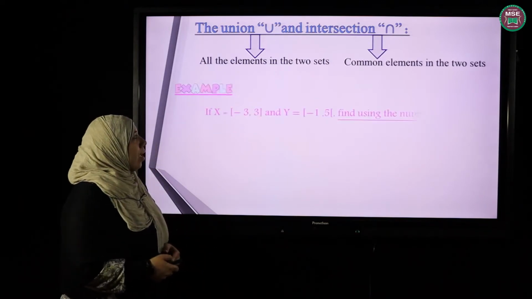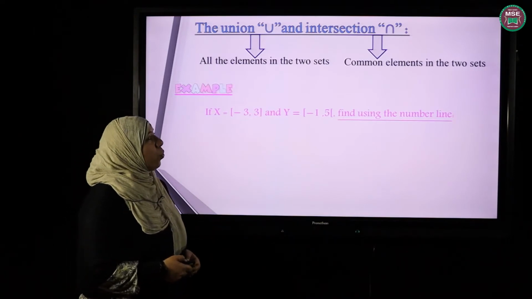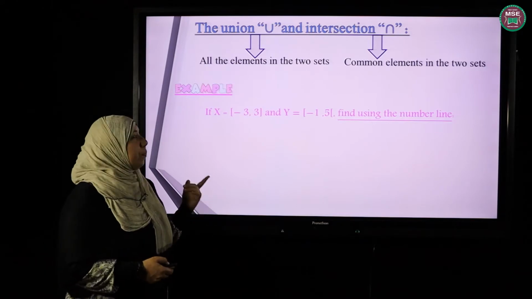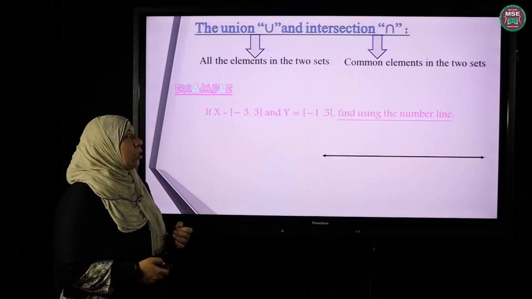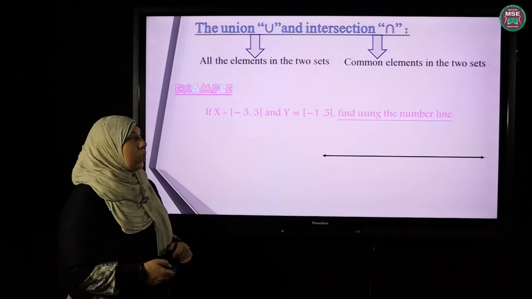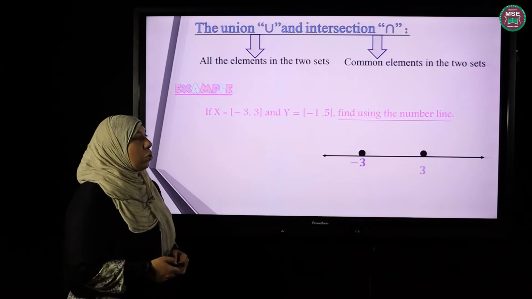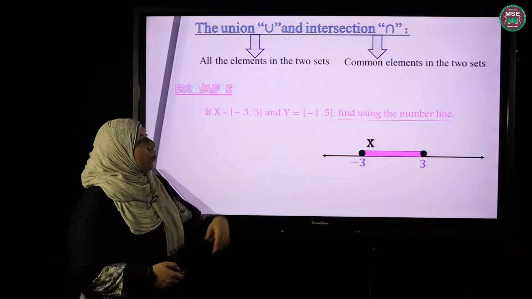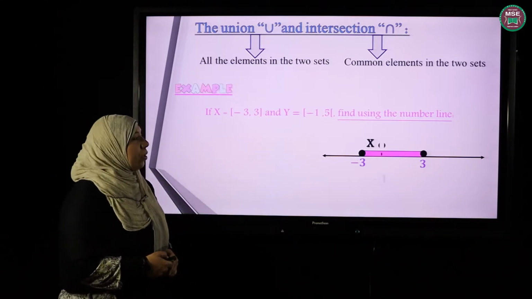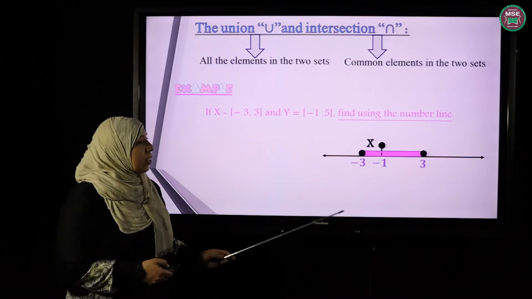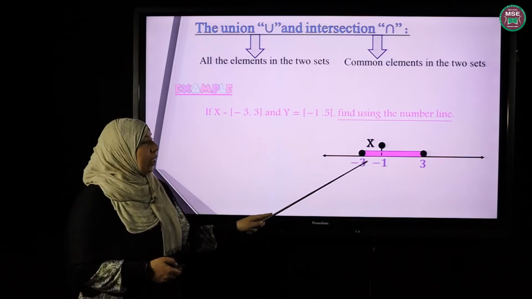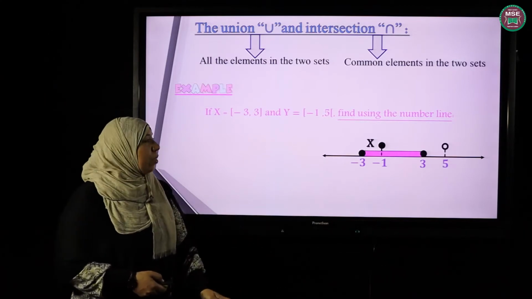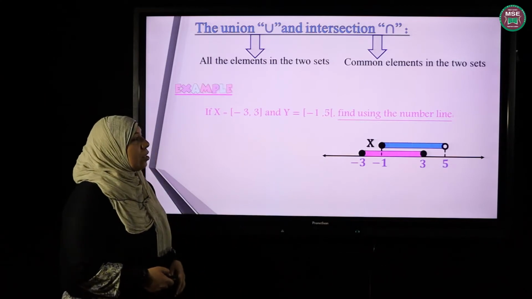For example, if I have x is [-3, 3] and y is [-1, 5), we will draw the two intervals on the same straight line. First, we will draw -3 to 3, closed -3 to closed 3. This is x. And y from -1 closed to 5 open. You have to consider the ordering of the numbers here: -1 is between -3 and 3, and 5 is after 3, and this is y.